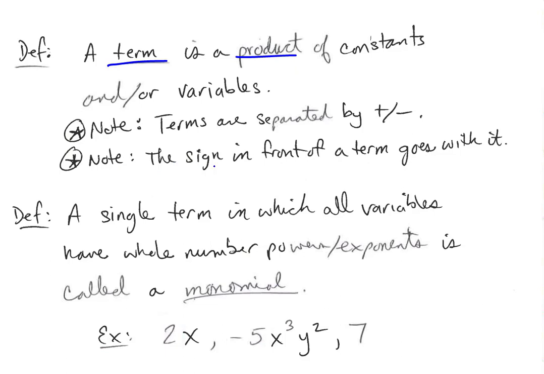Secondly, let's note that the sign in front of a term goes with it. So when you see a term, which is a bundle or product of constants or variables, then in front of that term you could see a minus sign if it's negative, or maybe a plus sign if it's positive and it's connected with other terms, or maybe no sign, which would mean it's positive if it's just out in front or on its own. Those are some important notes to understand terms.